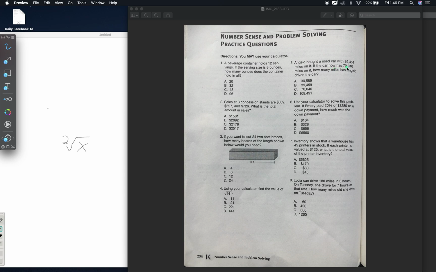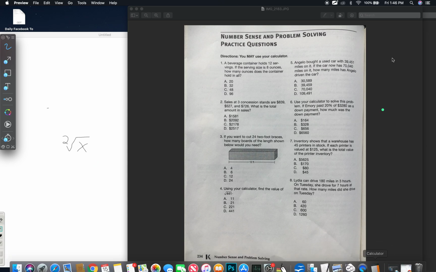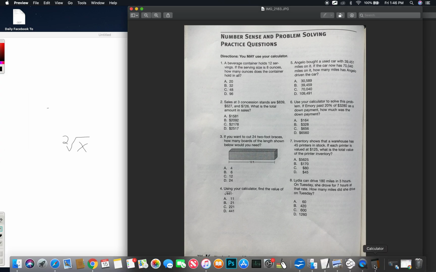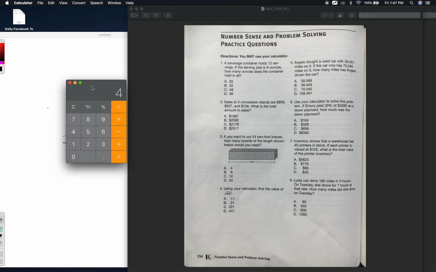Angelo bought a used car with 39,451 miles on it. If the car now has 70,040 miles on it, how many miles has Angelo driven the car? So what you have to do is find the difference between these two numbers, and remember, to find the difference, you divide. Did I say divide? I meant subtract. 70,040 minus 39,451 equals 30,589. Okay, so there you go.